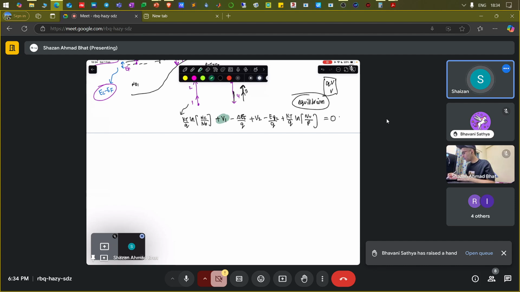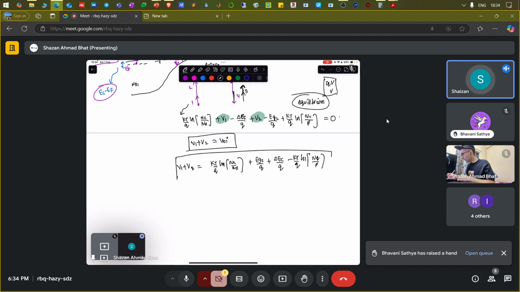Now, what do we want from here? We want V1 plus V2, which is the built-in potential. So you keep V1 plus V2 here, and you take all of the things to the other side. So V1 plus V2, which is equivalent to VBI, is basically equal to maybe kT by q ln of NC divided by ND, and maybe minus EG2 divided by q minus delta EC by q plus, not, this is not the sign. This will be plus, this will be plus, and this will be minus kT by q ln of NV divided by P. So this is the overall view of how you compute the built-in potential.